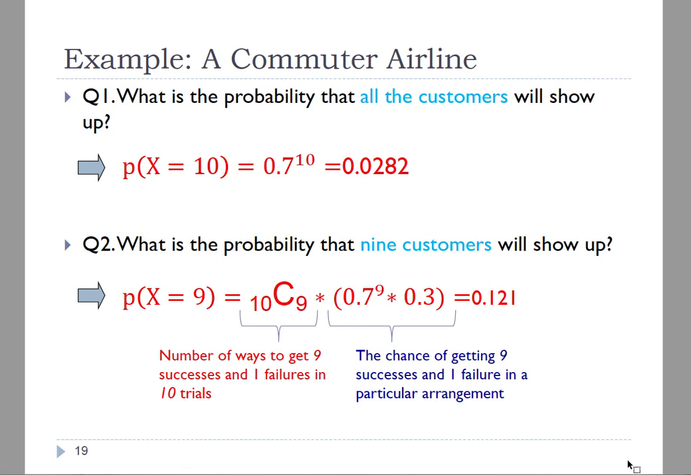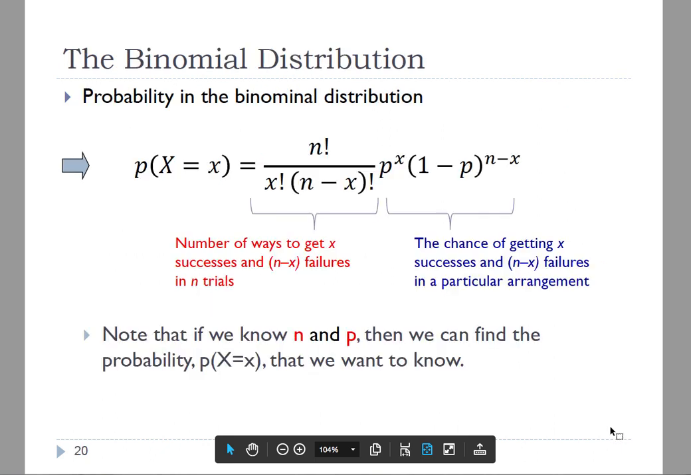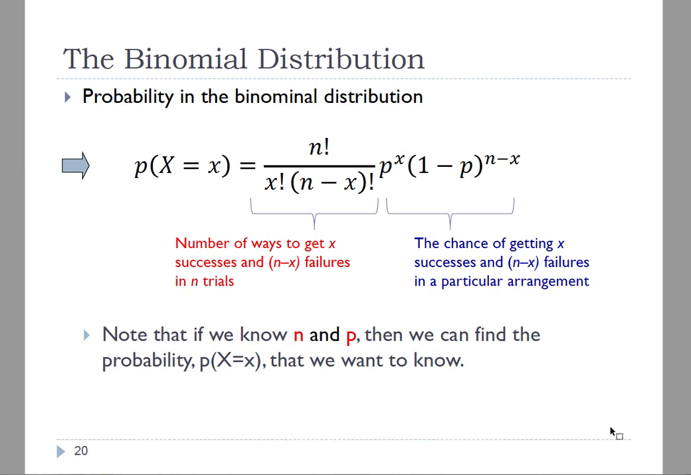And here we go, the chance of getting 9 successes and 1 failure in a particular arrangement. And this is what the formula looks like, the probability in the binomial distribution. And I'm sure in your handy dandy Excel files, it is very easy to plug and play for this one.